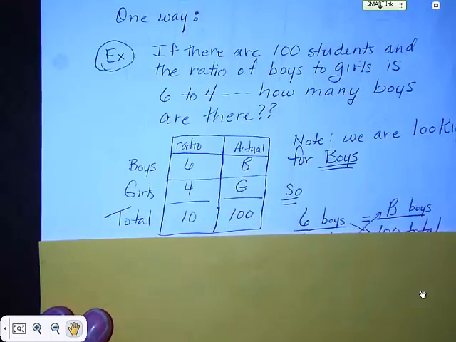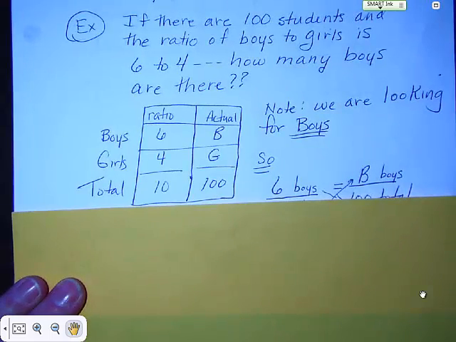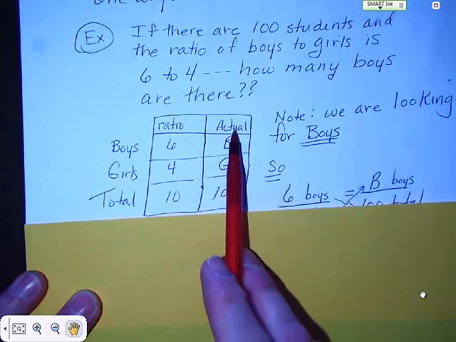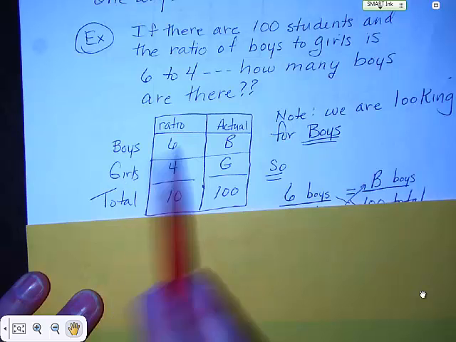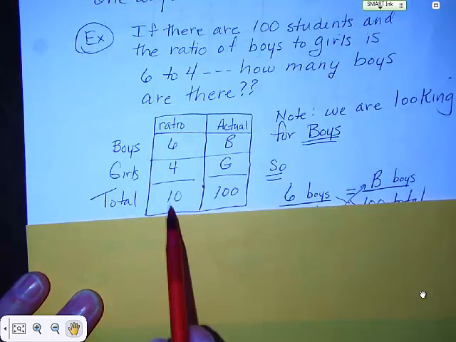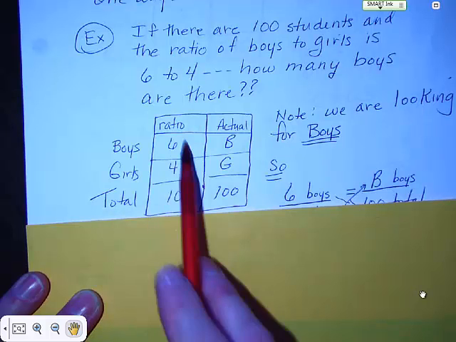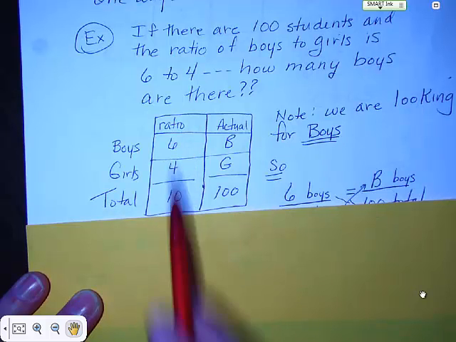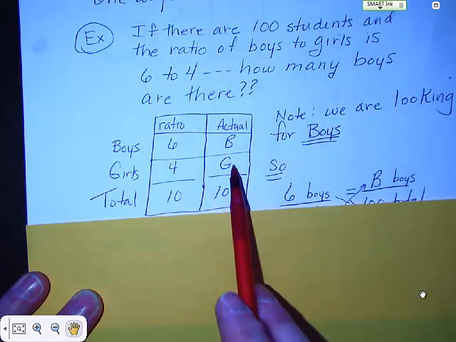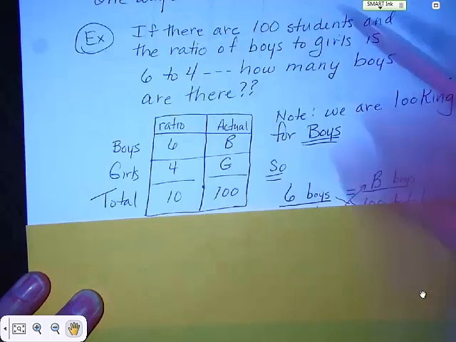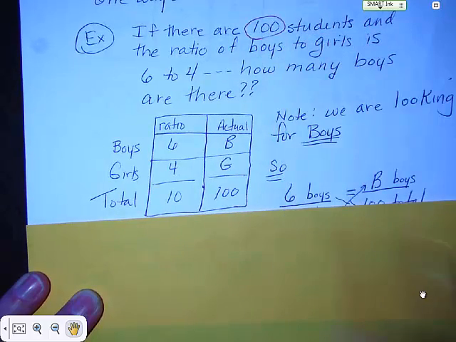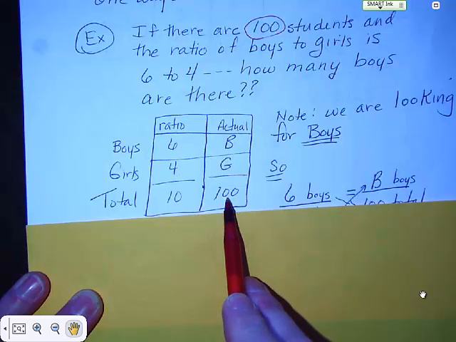So we set up the ratio box, and you would set it up as ratio and then actual. So the ratio of boys to girls is 6:4, and you want to label that. And then at the bottom here, total. So add up your two ratios and you get a total. 6 plus 4 is 10. Then you don't know how many boys, you don't know how many girls. However, you do know that there are 100 students total. So now you can put your 100 here.